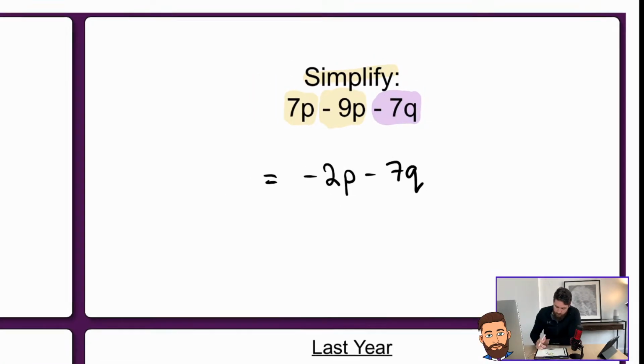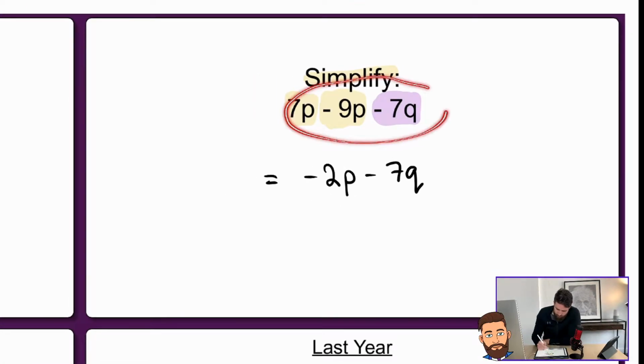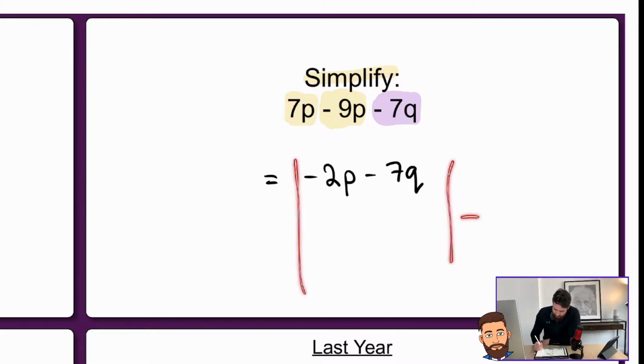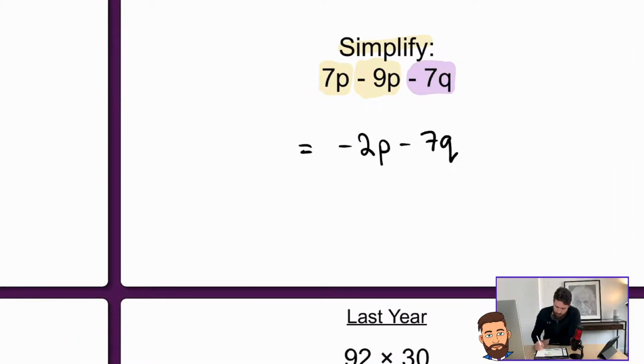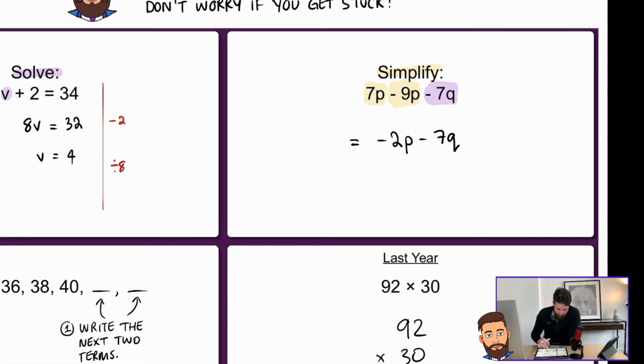And that is it. You don't need to solve this. A lot of students try to start solving it and adding stuff on each side. There is no equal sign. This is just an expression. There's no equal sign and there's no need to solve. You just have to collect the things that are the same together, the terms that are the same.